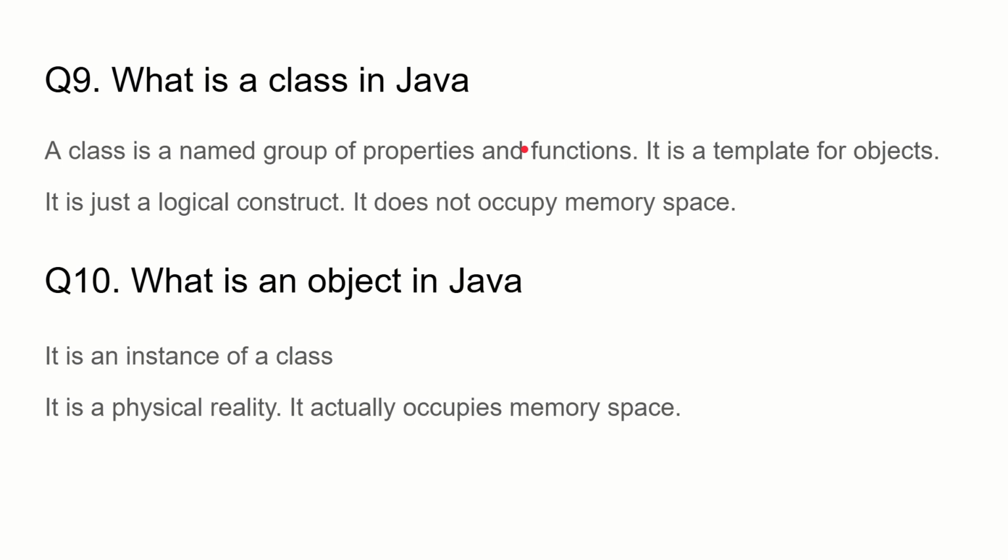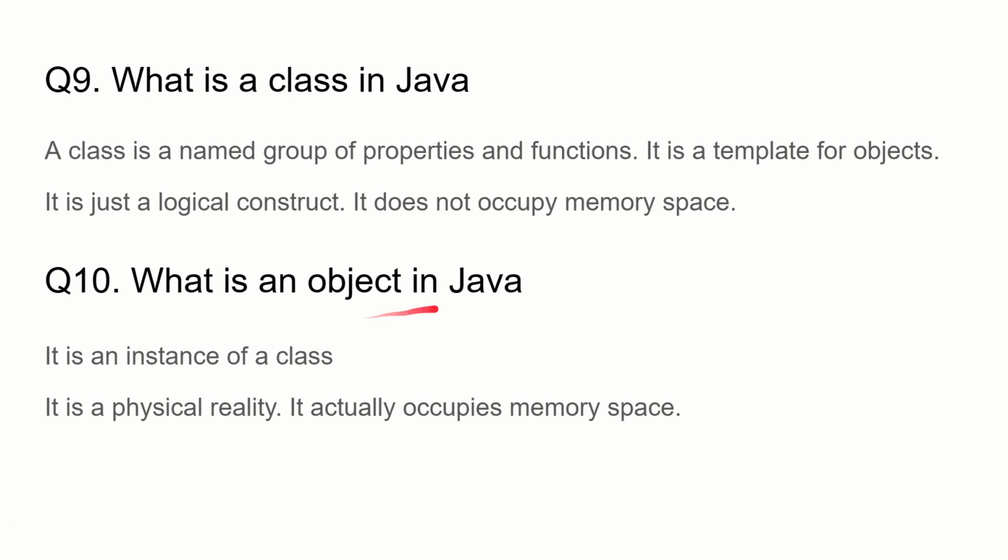Let's begin with basics. The basic question would be, what is a class in Java? A class is a named group of properties and functions. Properties can also be termed as fields and functions can also be termed as methods. So a class is a template for objects. It is just a logical construct. It does not occupy memory space.